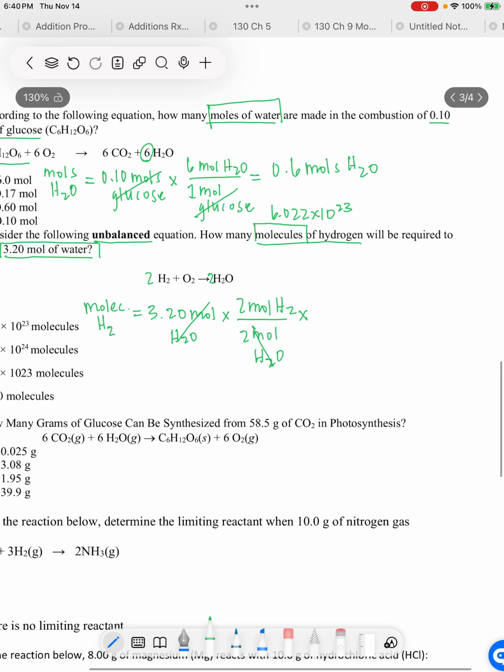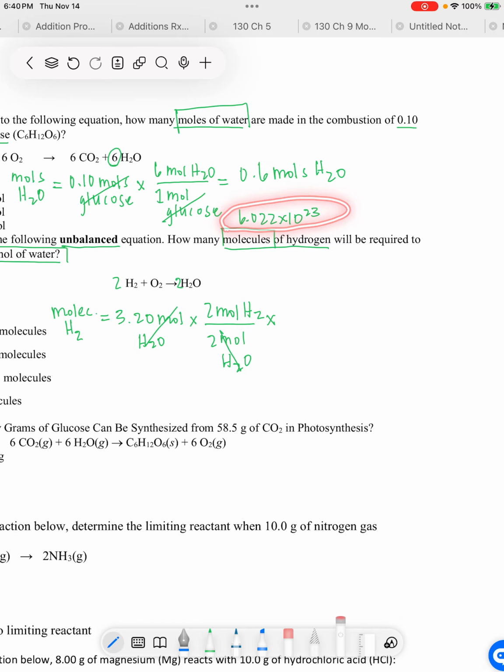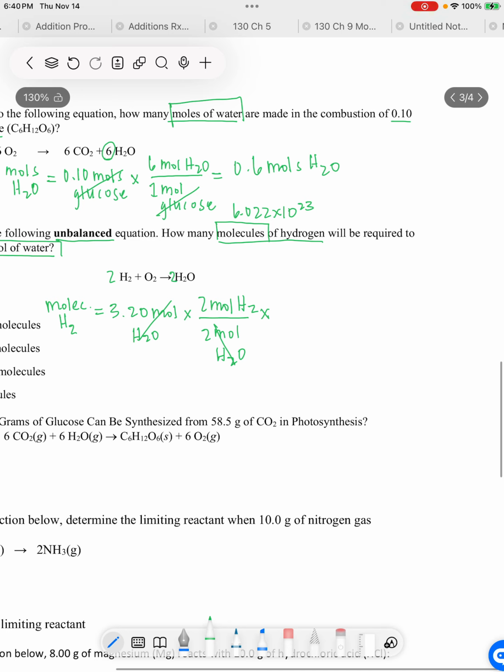Perfect. We have moles of H2 on top, but we're not done yet because we need molecules of H2. So remember, when we look at molecules, we're looking at Avogadro's number. So how do I get rid of moles of H2 on top and replace it with molecules on top? Well, we know that 1 mole of anything, so we're going to say 1 mole of H2, 1 mole of anything has Avogadro's number of molecules in it.